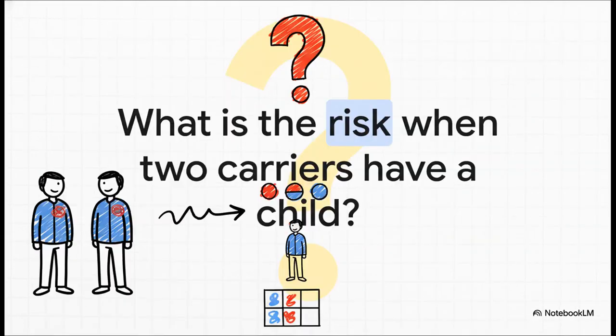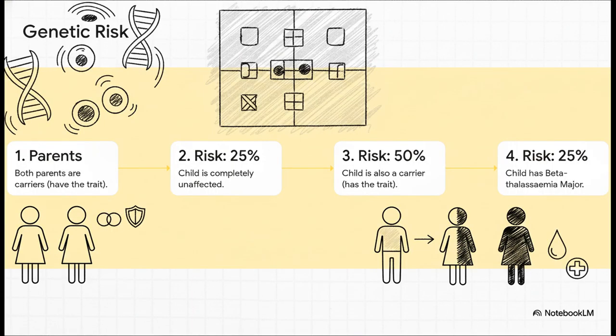This is where the rubber meets the road. What is the risk when two carriers, two people who both have beta thalassemia trait, plan to have a child together? And here's that classic autosomal recessive pattern in action. For every single pregnancy, if both parents are carriers, there is a 25%, a 1 in 4, chance that their child will have beta thalassemia major, a very severe transfusion-dependent anemia. There's a 50% chance their child will be a carrier, just like them, and a 25% chance their child will be completely unaffected. This is exactly why we screen and why we counsel.